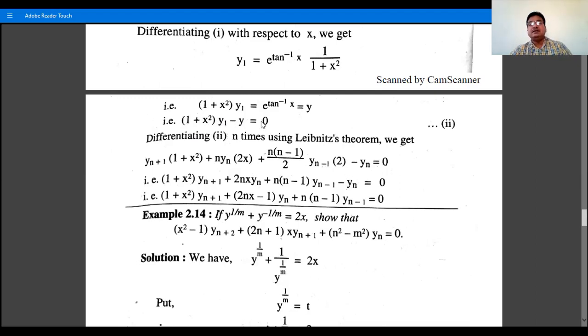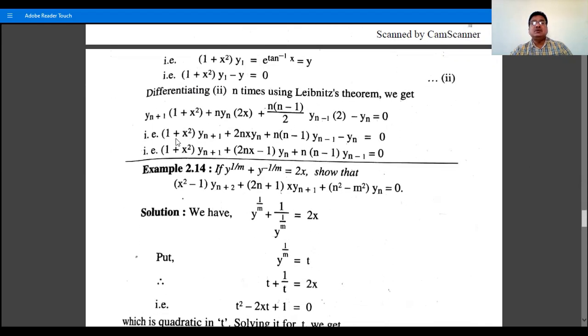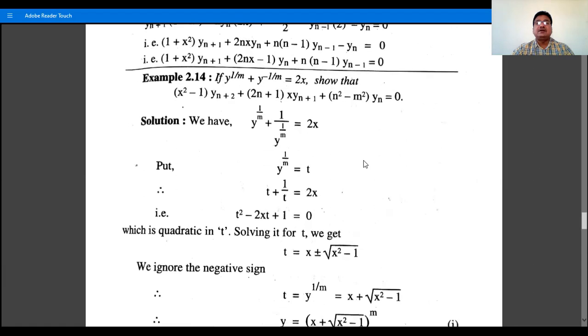Minus yn, the derivative of y of nth order, is equal to 0. Then cancel the 2 and adjust the terms, this term as it is. Then this is 2n x yn, and the 2 gets cancelled, n(n minus 1) yn minus 1, minus yn. Take yn common from these two terms. We have (2nx minus 1) yn plus n(n minus 1) yn minus 1. And that is what I have to prove.